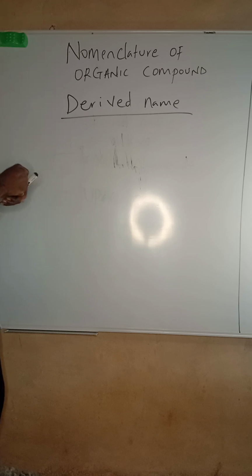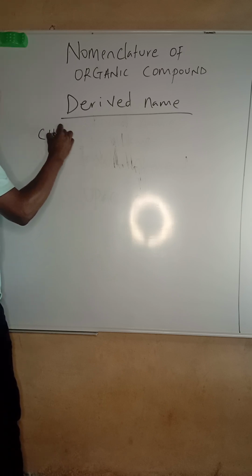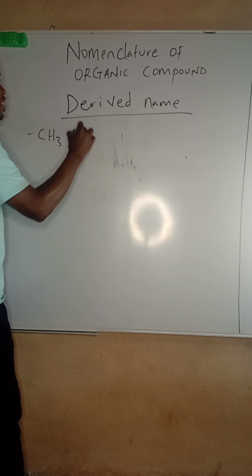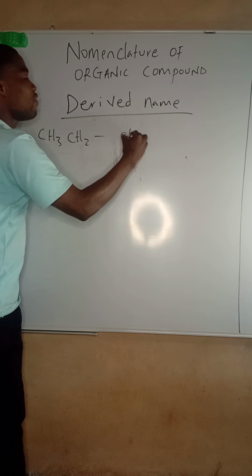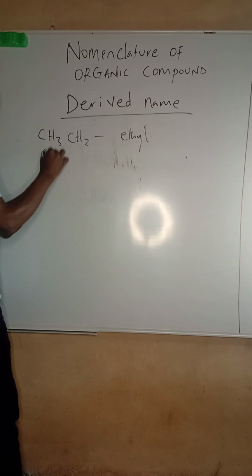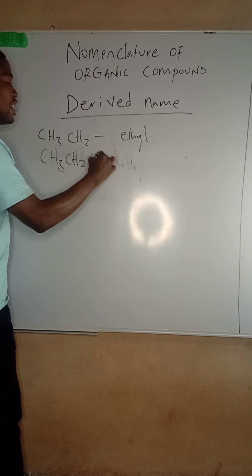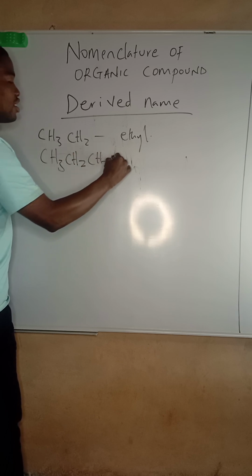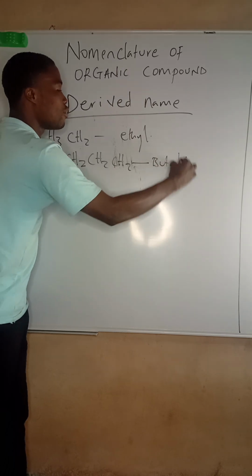For the first derivative of the alkyl, let's say we have CH3, CH2. Now this derived group is an ethyl group. Simple. Now let's make it longer. CH3, CH2, CH2, CH2. This one is called a butyl group.